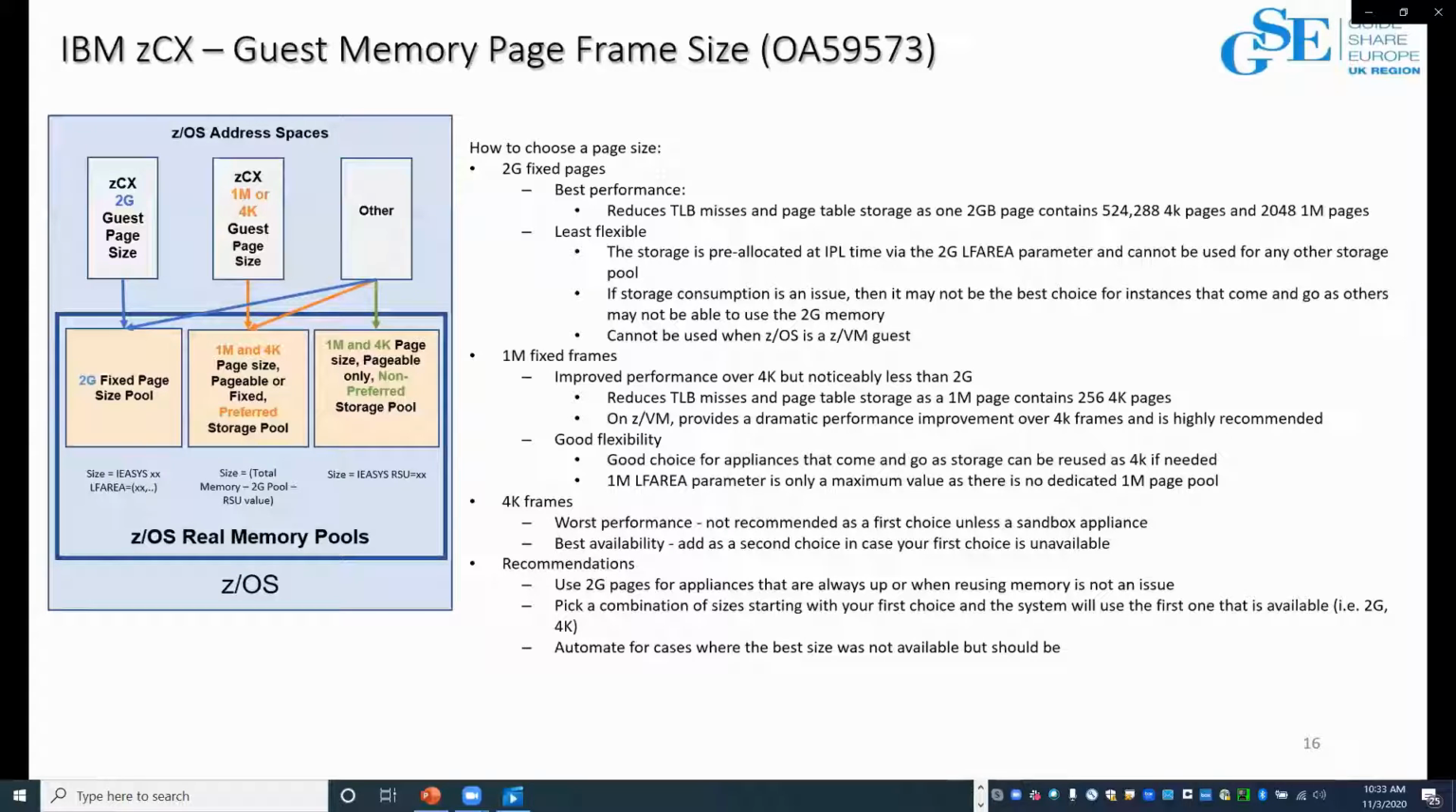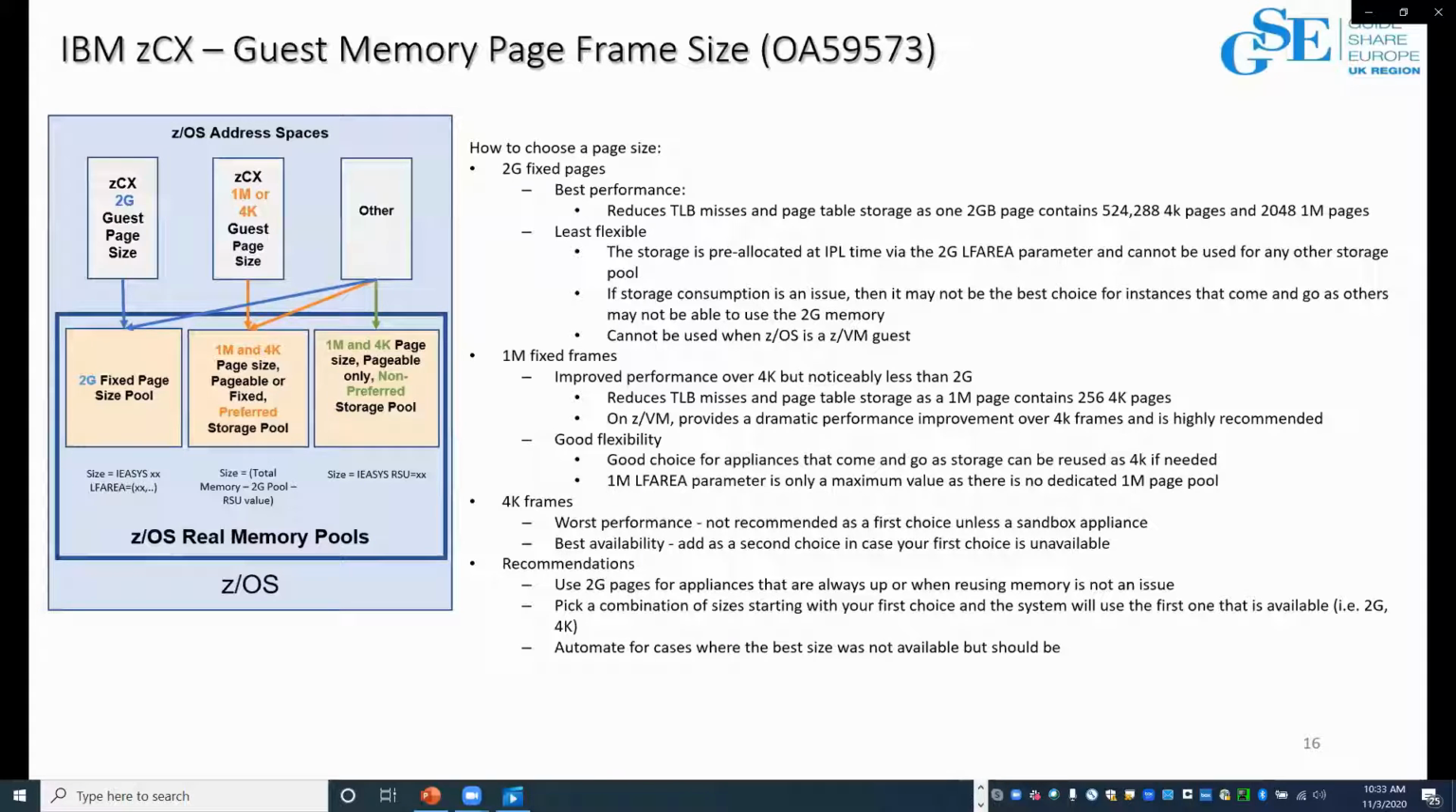It used to be, prior to 2.3, that there was a separate 1 meg fixed and 1 meg pageable area. So unfortunately, you may have to do an IPL in order to change the LFAREA for 1 meg pages. If you do change that, I recommend that you just crank it up, okay, because it is a maximum. Beware that others who wanted to use 1 meg pages will now start to use 1 meg pages because you've provided them with that ability. You may even get better performance, not just for zCX, but for others. But I say beware because you need to take a look at what's being consumed.